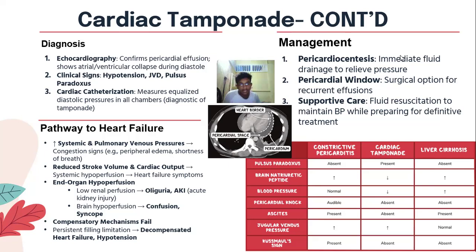There's a beautiful table at the bottom there that compares constrictive pericarditis, cardiac tamponade, and liver cirrhosis, which doesn't directly relate to heart failure. But remember, all the organs start to try to compensate for the key features that are expected in cardiac tamponade because the body tries to maintain homeostasis. So the table includes liver cirrhosis because you can see, compared to that physiological disease, you can compare it to these heart diseases.